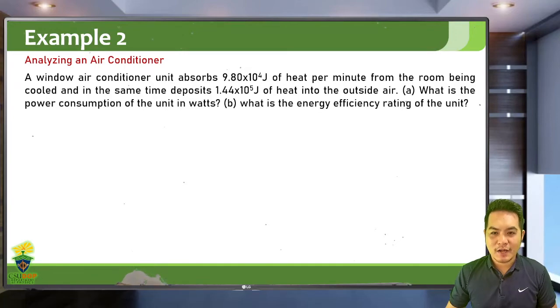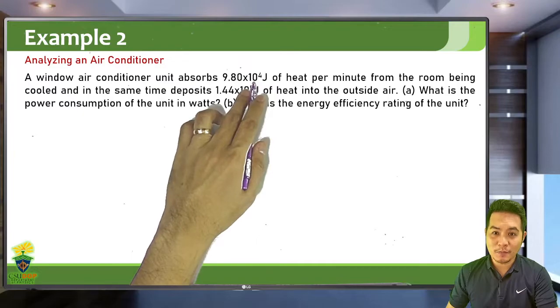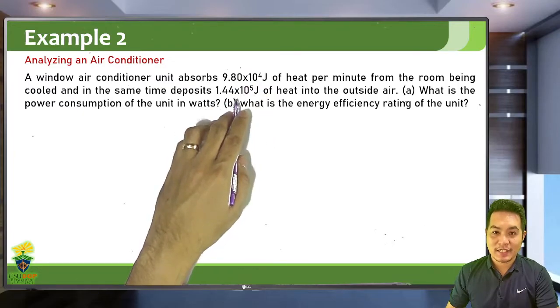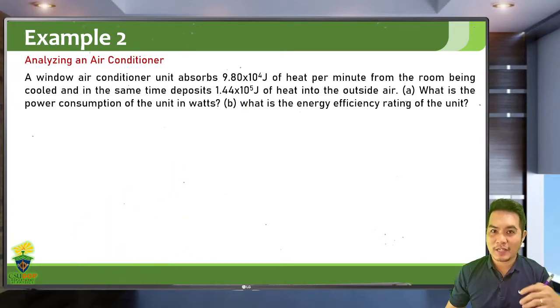So this is now an air conditioner. A window air conditioner absorbs 9.80 times 10 to the 4 joules of heat per minute from the room being cooled, and in the same time deposits 1.44 times 10 to the 5 joules of heat into the outside air. So it absorbs this amount of heat from the room, and it releases this amount of heat outside the room. So the question is, what is the power consumption of the air conditioner in watts?